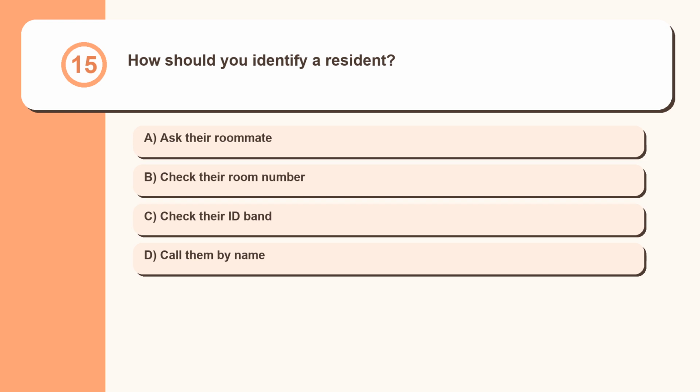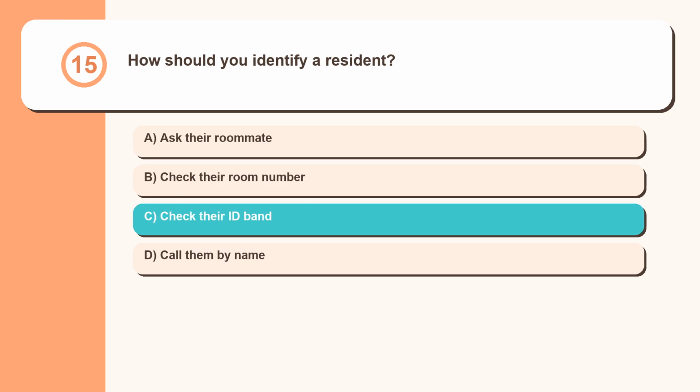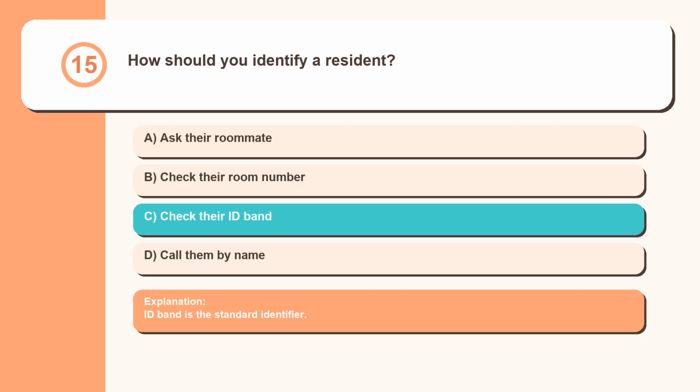Question 15. How should you identify a resident? Ask their roommate. Check their room number. Check their ID band. Call them by name. ID band is the standard identifier.